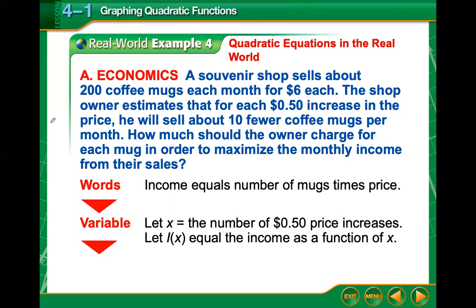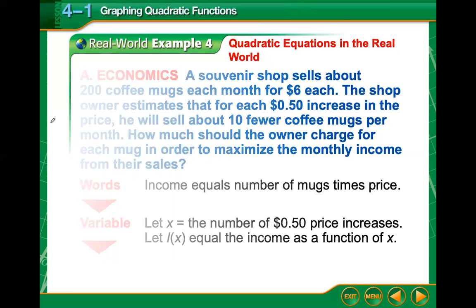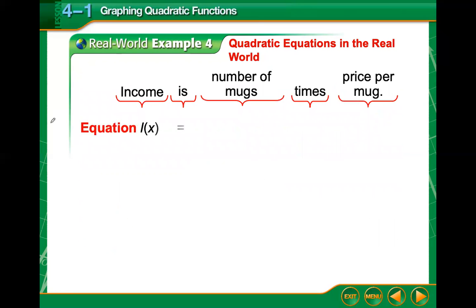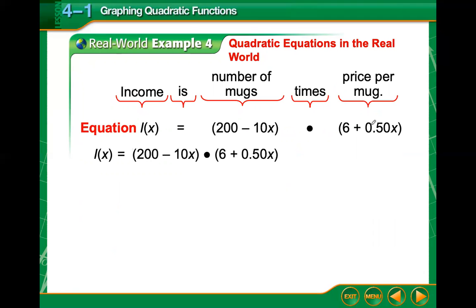So we're going to let x equal the number of 50 cent price increases, and I of x will be the total income as a function of x. So that's how we get I of x equals 200 minus 10x, the number of mugs, times the price per mug, 6 plus 0.5x. So here is our function.